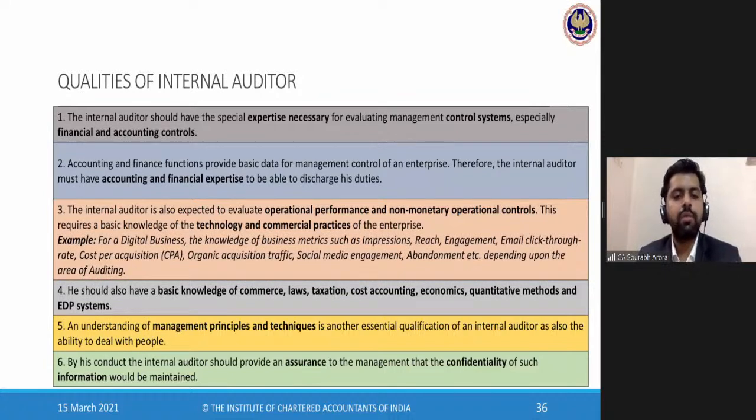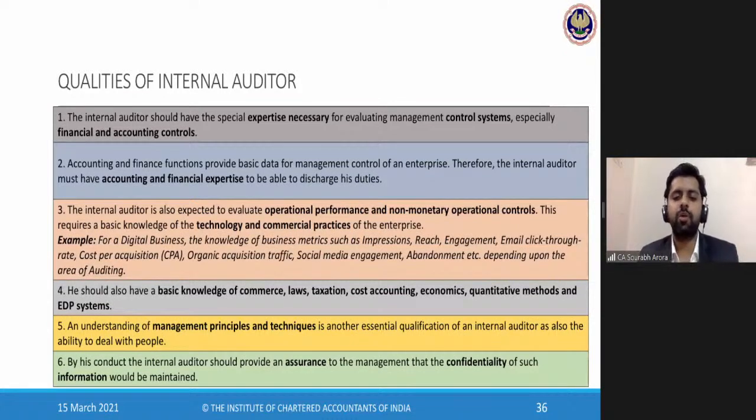So fourth, he should have the basic knowledge of commerce, law, taxation, cost accounting, economics, quant methods, and EDP, the electronic data processing system. This should be the basic for him. Then understanding of management principles and techniques, because he may be required to evaluate the management decision as well, and the organization structure, which we've already discussed. So he should understand the management principles and techniques.